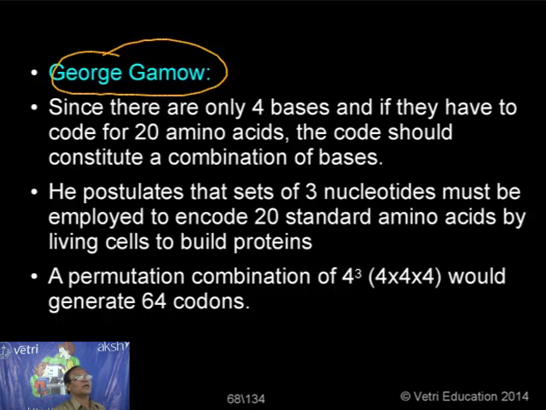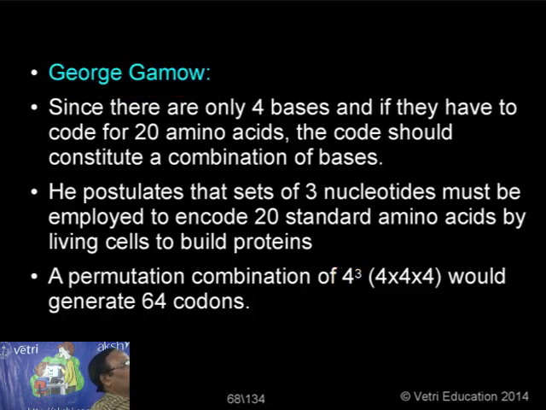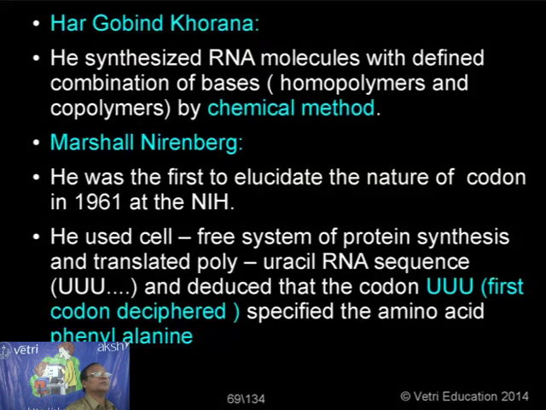As a result, what will happen? A permutation combination of 4 cubed, 4 into 4 into 4, generates nearly 64 possible codons. So in a codon we have a first letter, second letter and third letter. Like that we have a combination of 64 codons to specify nearly 20 different amino acids. The number of amino acids is 20, but the number of codons is nearly 64.